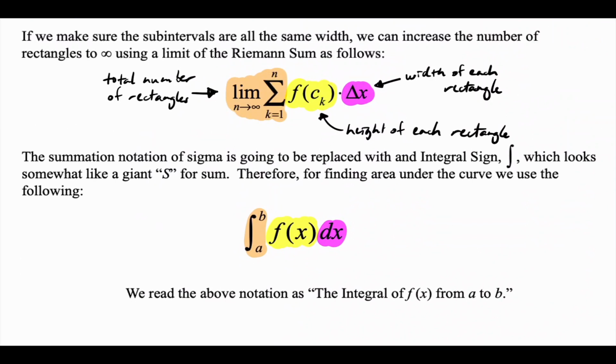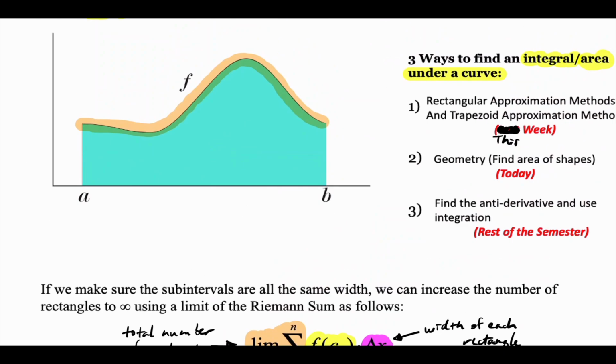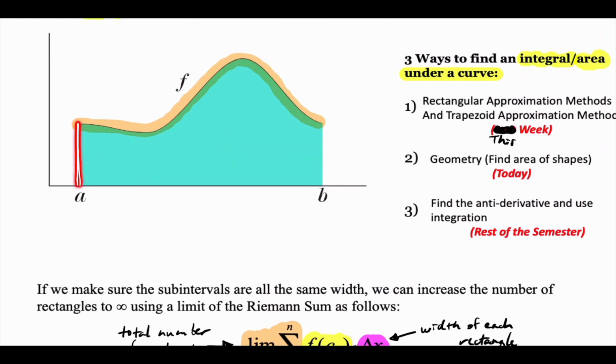And that's where the equation comes from. So we read this as the integral of f of x from a to b. A is the start of the interval. Where do we want to start from? Where do we want to end? For this one, I want to start finding area at A and finish at B. I don't want to go past B. Okay, so those are our bounds.